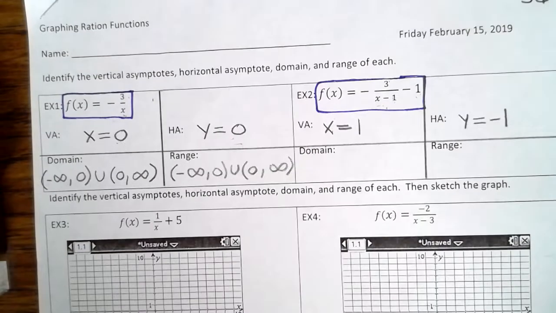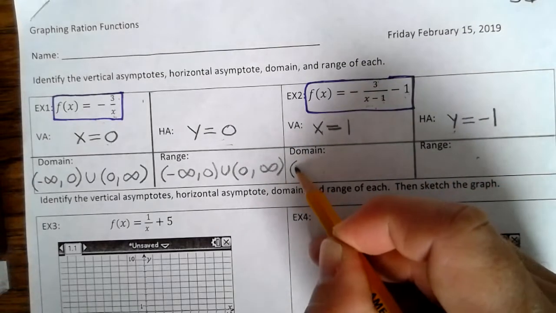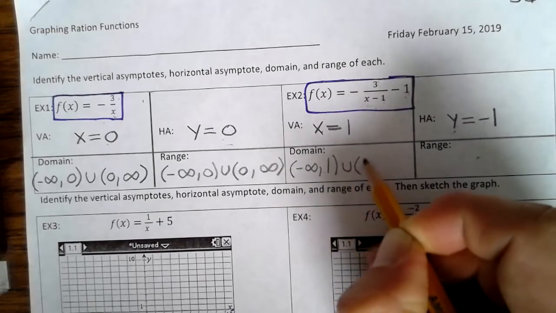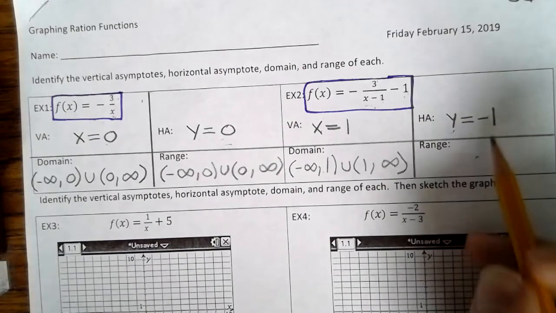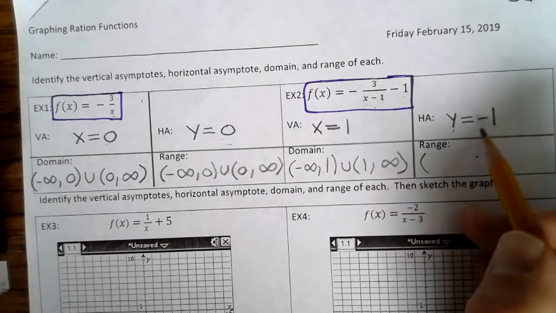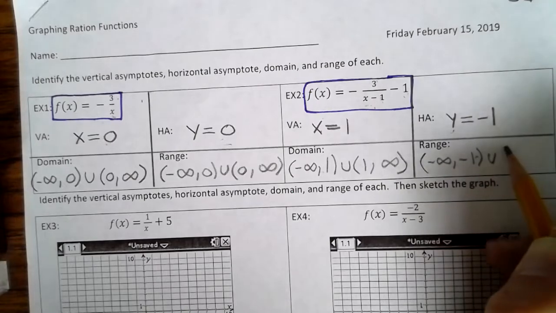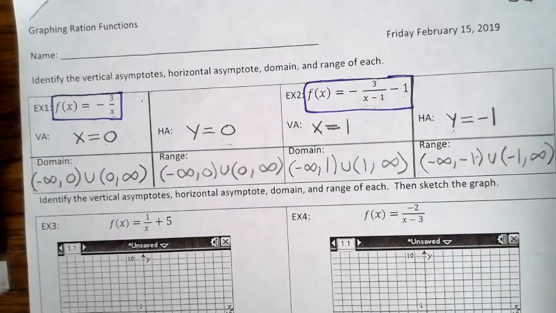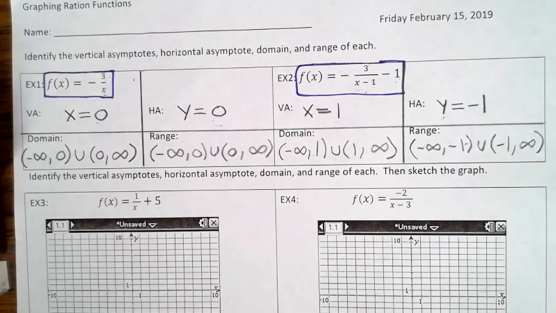Okay? Now, once you know the asymptotes, you know domain and range, because domain is going to go from negative infinity to this asymptote, 1, or 1 to infinity. Now here the range is going to go to that negative 1, so negative infinity to negative 1, or negative 1 to infinity. All right, so let's go and finish up example 1, example 2.